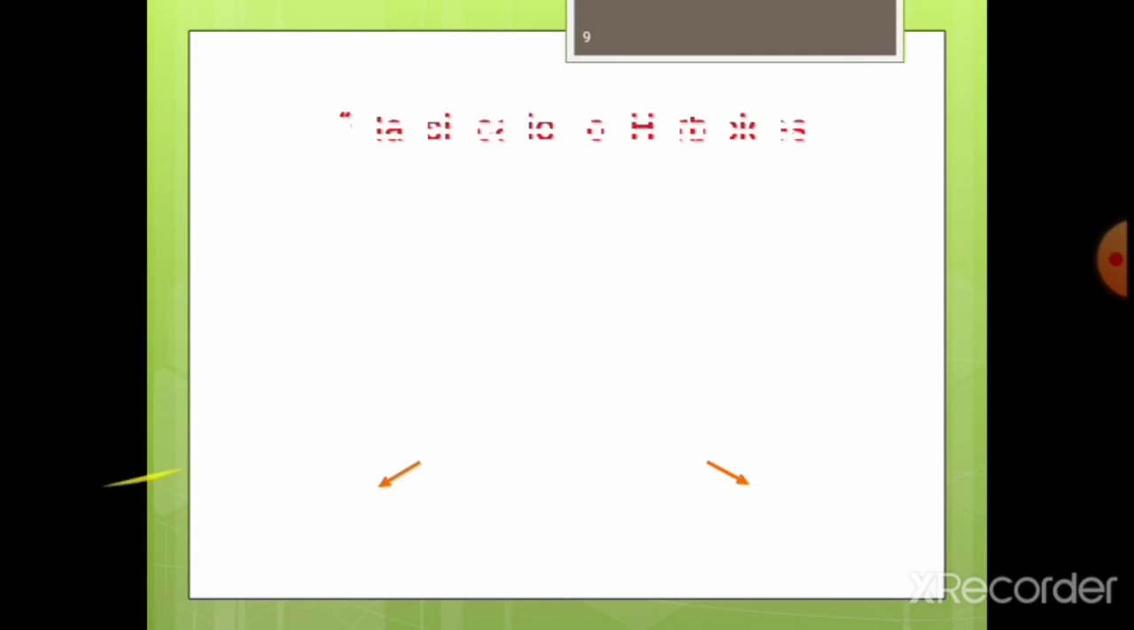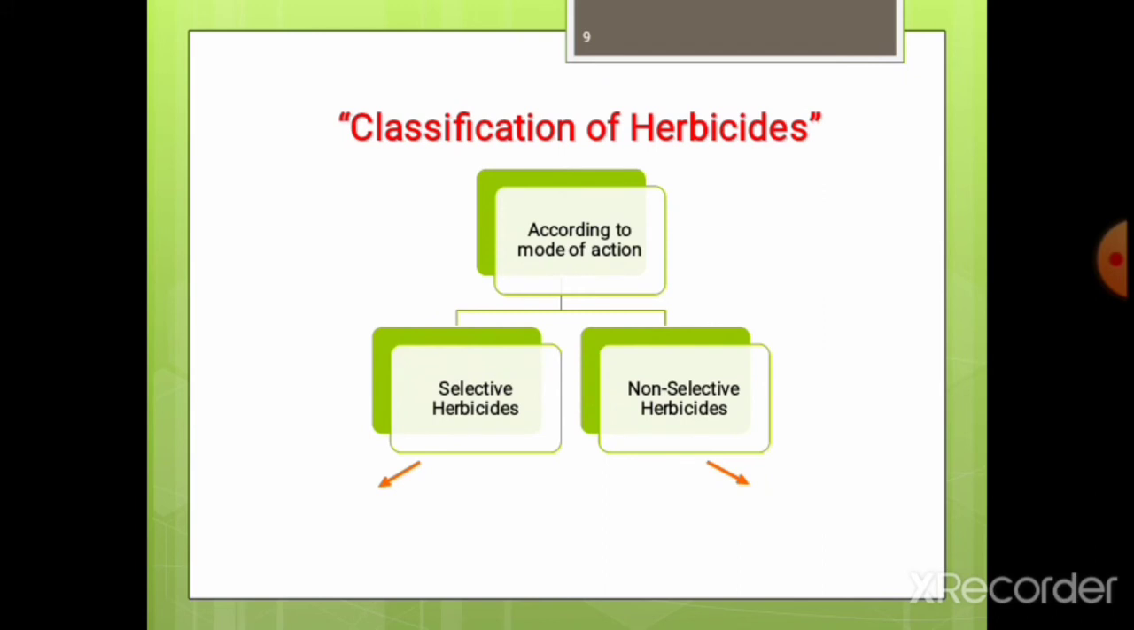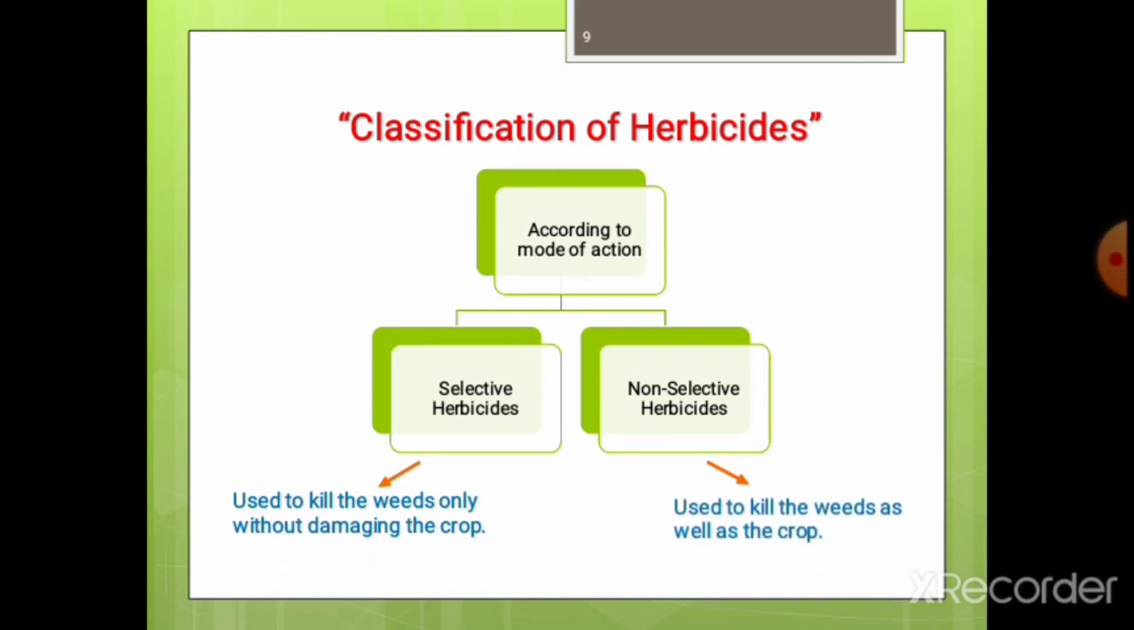These herbicides again have different classifications. The first classification is according to their mode of action, and these are divided into two types: selective herbicides and non-selective herbicides. Selective herbicides are used to kill the weeds only without damaging the crop. Means these are only used for killing the weeds and they don't destroy the crop plants. And the non-selective herbicides not only kill the weeds but also kill the crop plants. This is the classification according to mode of action.